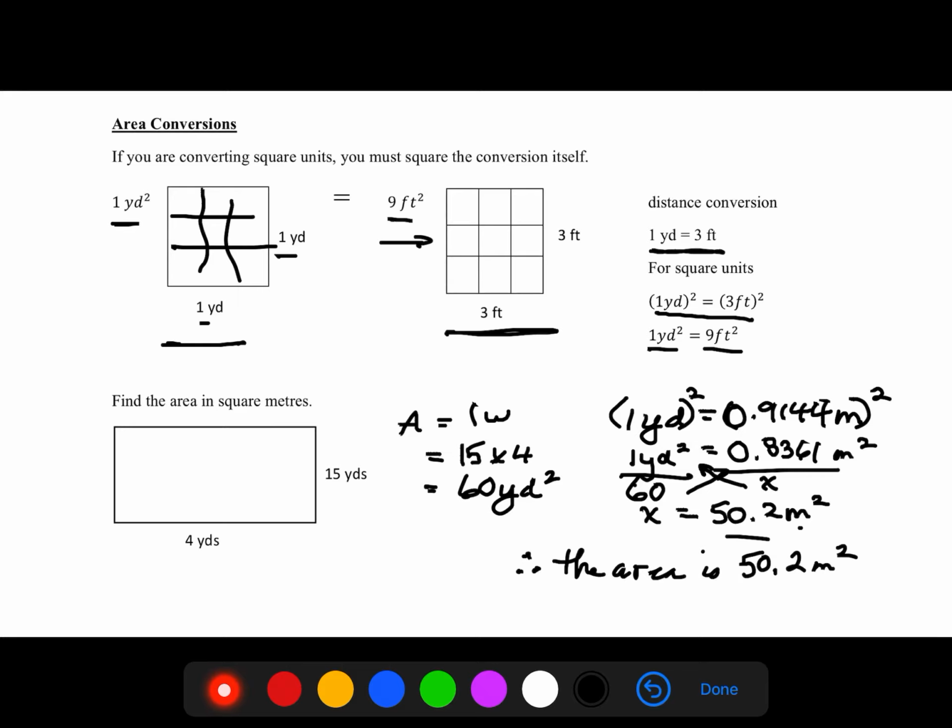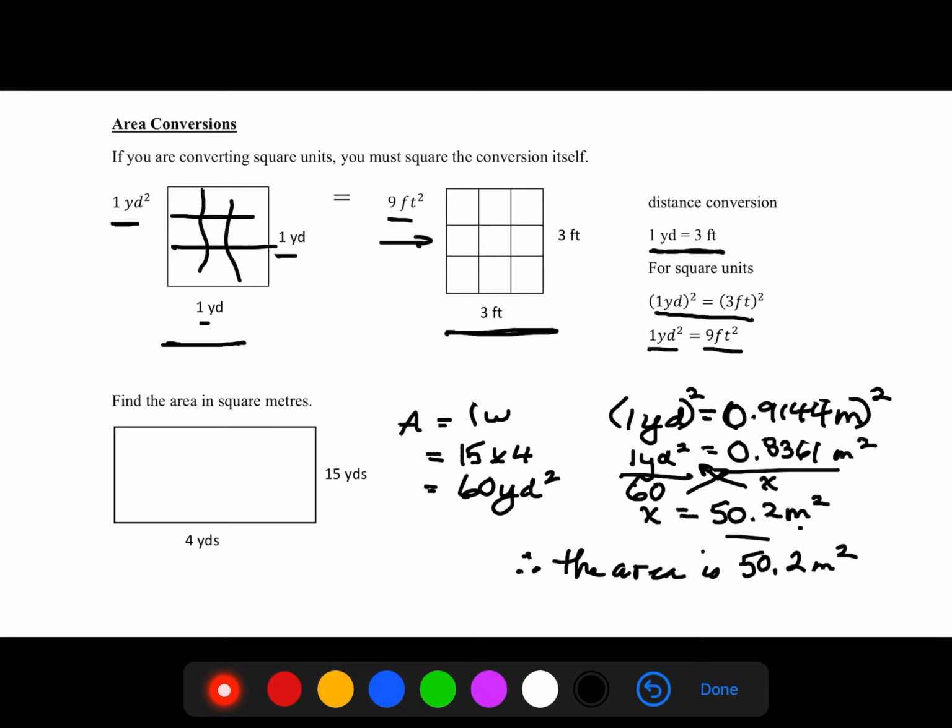Okay, so just keeping in mind, if you're doing anything other than just straight meters to millimeters or yards to meters or feet to yards, any conversions, you have to square it if you're talking about square units.